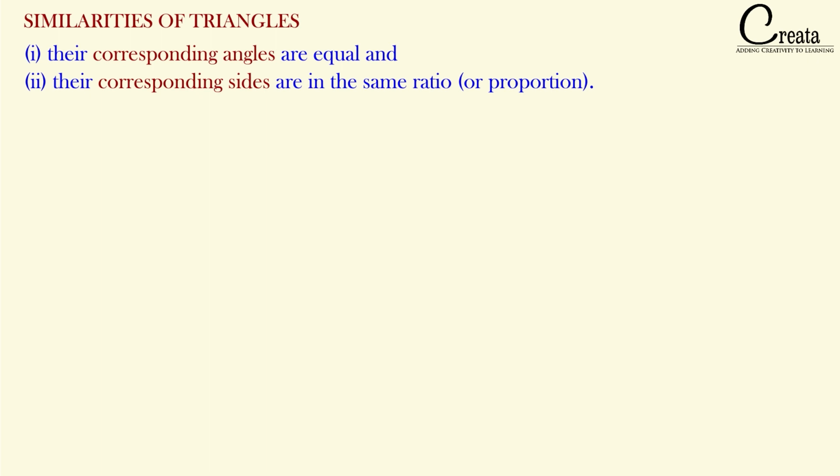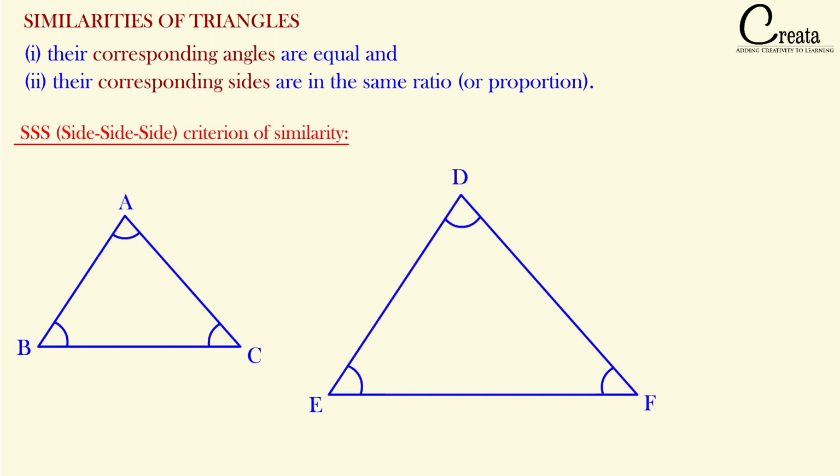Let's move to the second criteria, that is SSS criteria, which is side side side criteria. This criteria is basically the converse of the previous criteria, that is AAA criteria. In the SSS criteria, if the ratio of the corresponding sides of two triangles are equal to each other, then the triangles will be similar to each other. No need to check the corresponding angles. The corresponding angles will automatically be equal to each other.